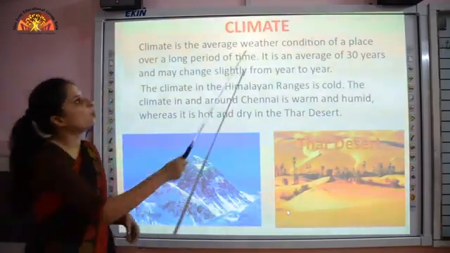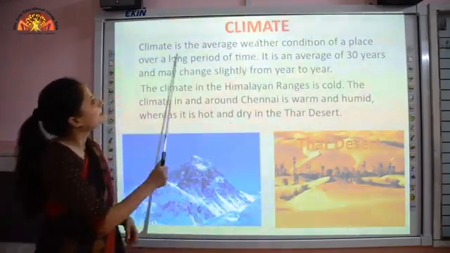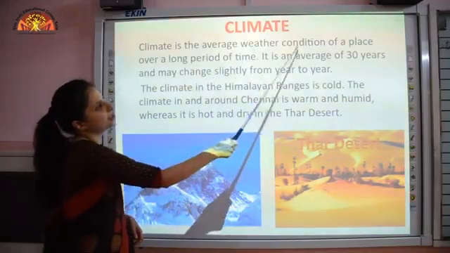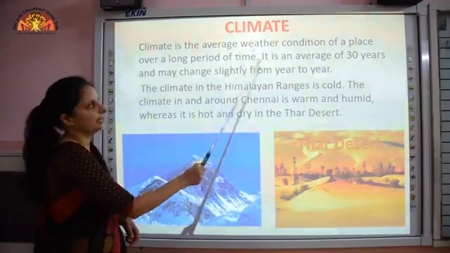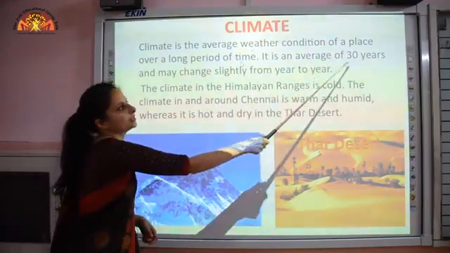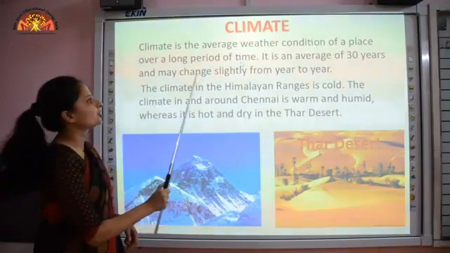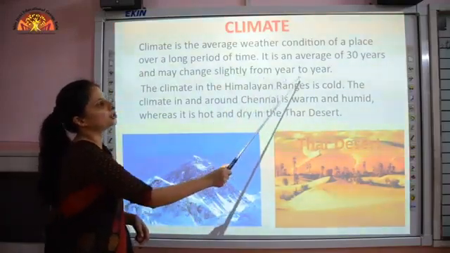Now we will learn what is climate. Climate is the average weather condition of a place over a long period of time. It is an average of 30 years and may change slightly from year to year.